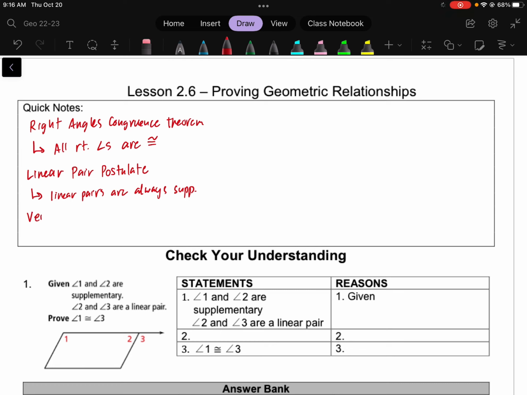And then thirdly, we had the vertical angles congruence theorem, which simply refers to the idea that every set of vertical angles in the known universe are congruent. Or in other words, vertical angles are always congruent to each other.